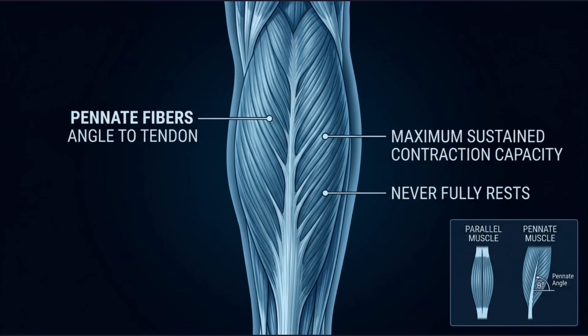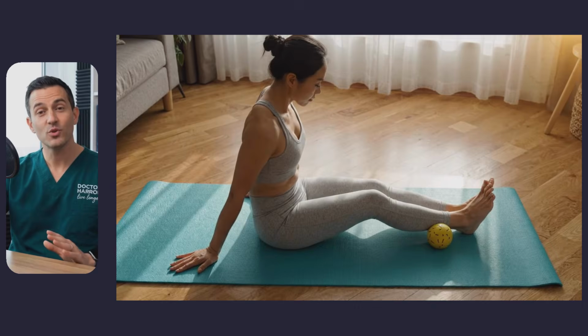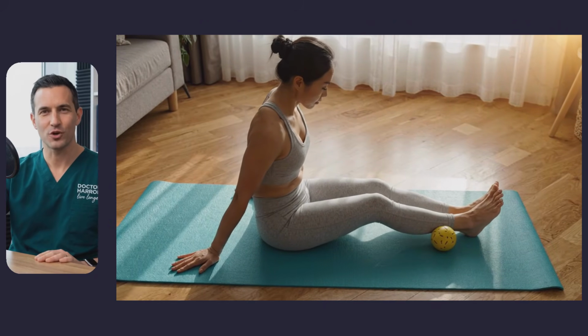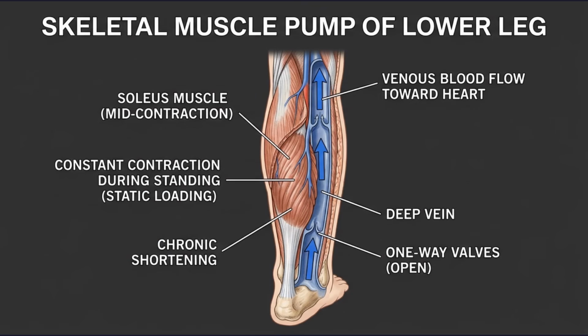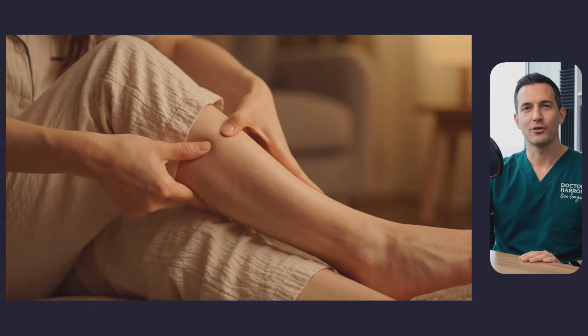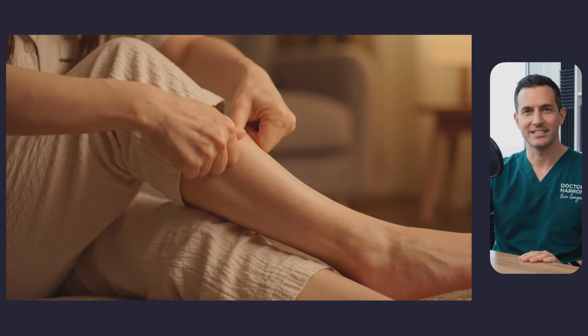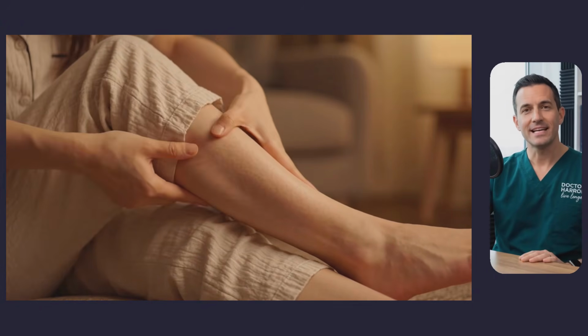I should reroute here. I was going to talk about the timeline for reversal, but there's something more important first. Why this particular muscle and not any other point on the line? The soleus is the access point because of its architecture. It's a pennate muscle, meaning its fibers run at an angle to the tendon, which gives it enormous capacity for sustained contraction. The soleus is sometimes called the skeletal muscle pump of the lower leg because it contracts constantly during standing to push venous blood back toward the heart.